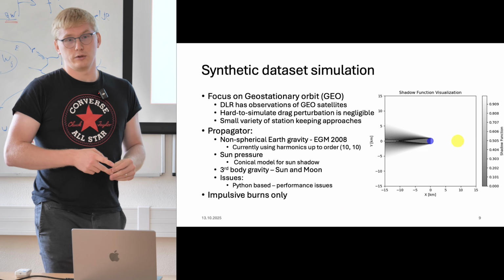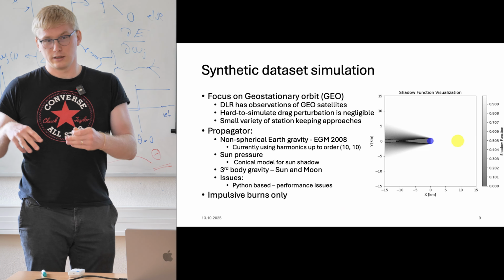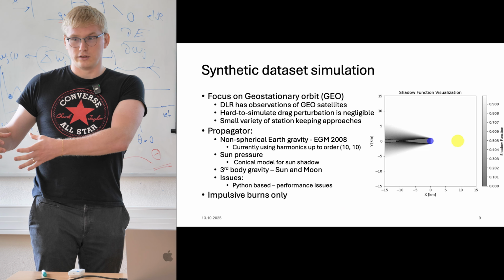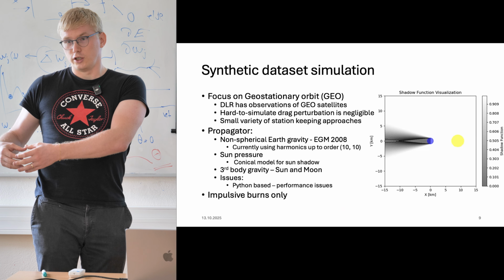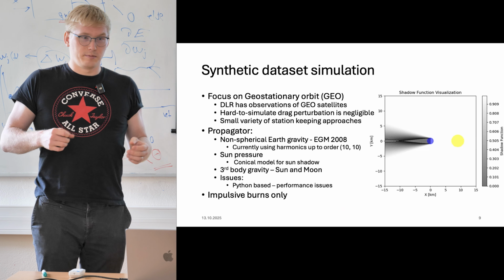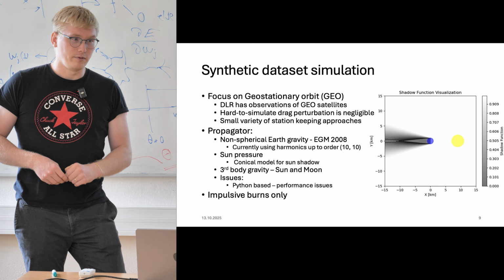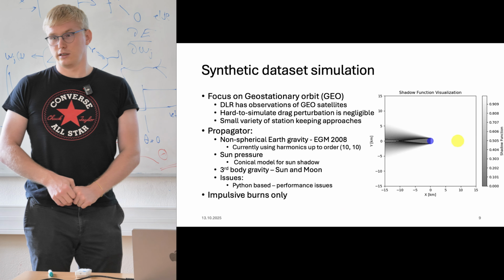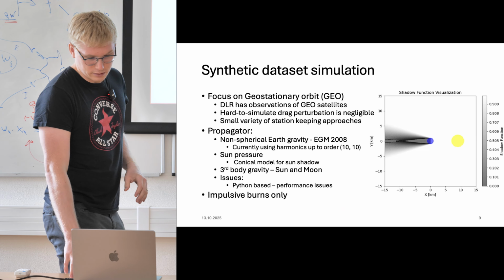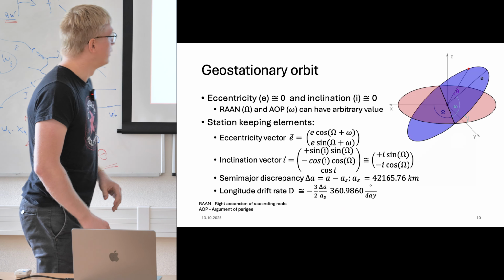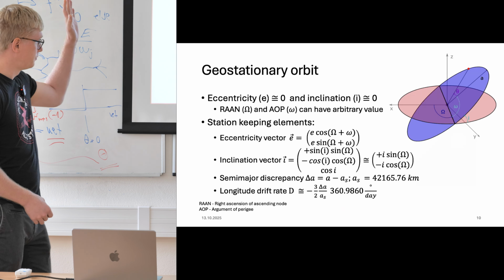And the maneuvers are simulated as impulsive burns. So basically, if the satellite fires a thruster, in reality it is a change in velocity over some time, like from half an hour to a few hours. We simulated that as an instantaneous change in velocity. So that is one major simplification we are making.